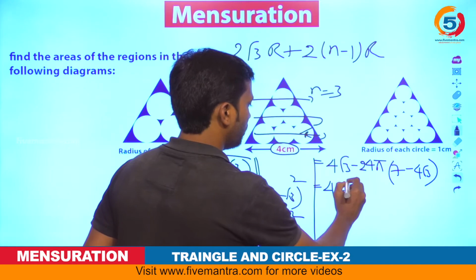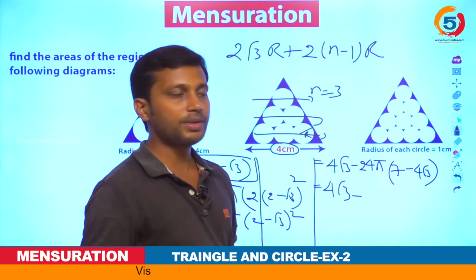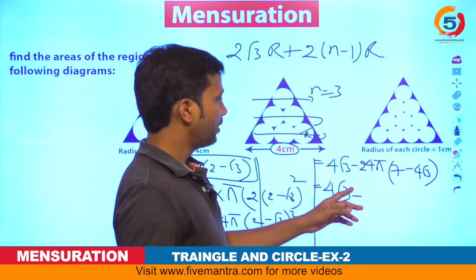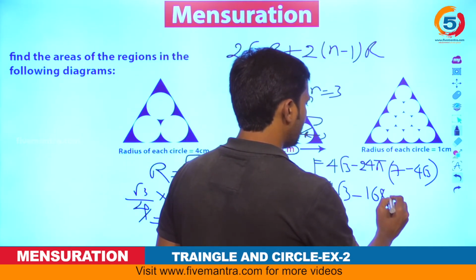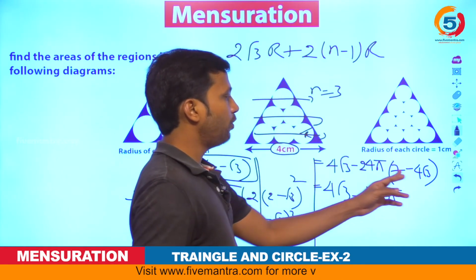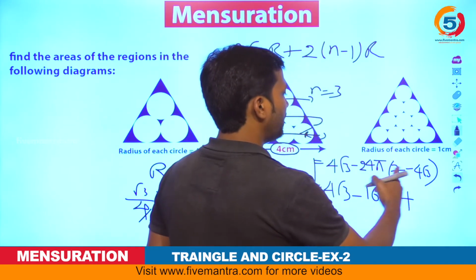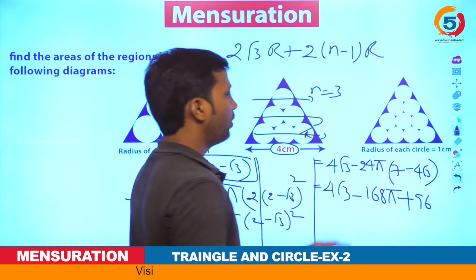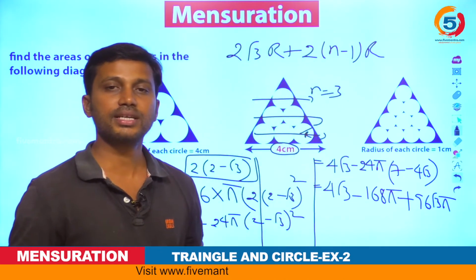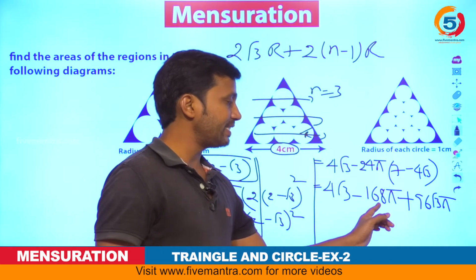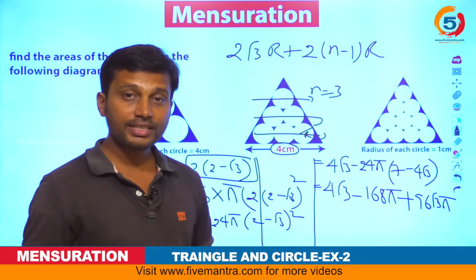Now on multiplying: 4 root 3 minus 24 into 7. 24 sevens, how much? 2 sevens are 14, and 4 sevens are 28, so 168, or not? 168 pi minus 24 into 4, minus of minus is plus, minus into minus. 24 into 4 is 96 root 3 pi. So what would be your answer? 4 root 3 minus 168 pi plus 96 root 3 pi. So this would be your answer for this question.